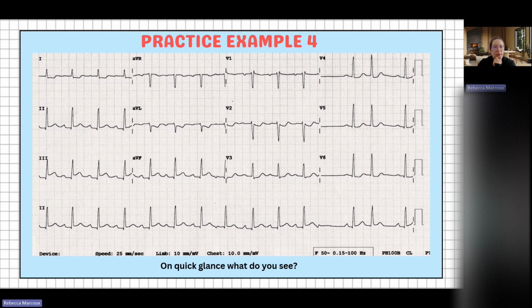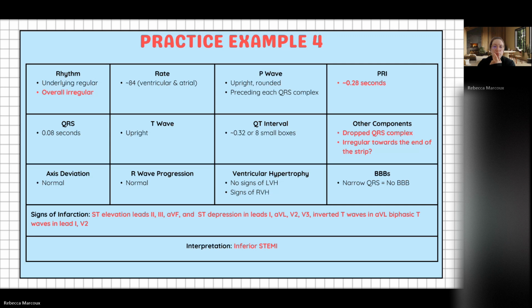We also have a bit of ST depression in V2, you can see there, and a touch in V3 as well. Perfect. So we're having some definite problems. Like I said, elevation in 2, 3, AVF, depression in 1, AVL, V2, V3. Ooh, and inverted T waves in AVL and biphasic T waves in lead 1 and V2. Okay, inverted T waves in AVL, let's go look.